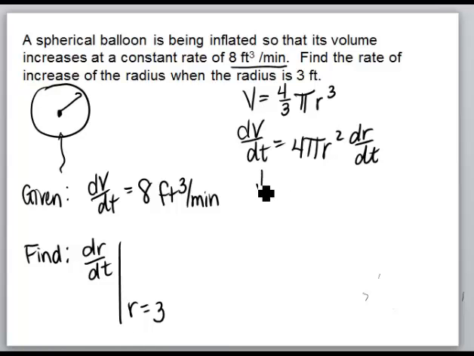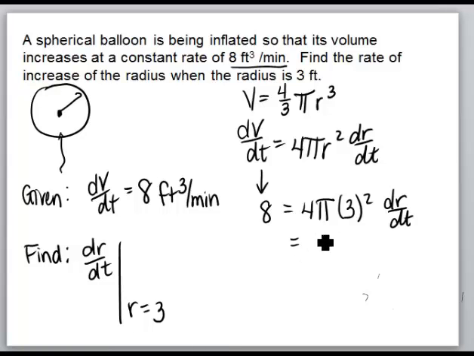Fifth step, plug in known values. Well, I know dV over dt because that was in my given, is 8. I have 4 pi. I'm supposed to figure this out when r is 3, so I'm going to plug in 3 for my radius. This will allow me to solve for dr over dt. So step 6, solve for the unknown value. I end up getting 9 times 4 is 36 pi times dr over dt equals 8. I'll divide by 36 pi on both sides.